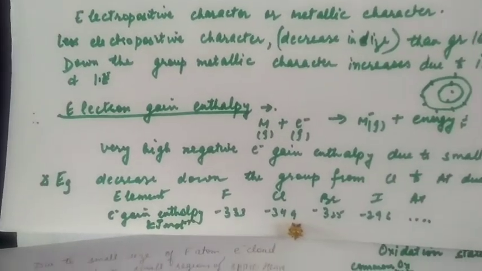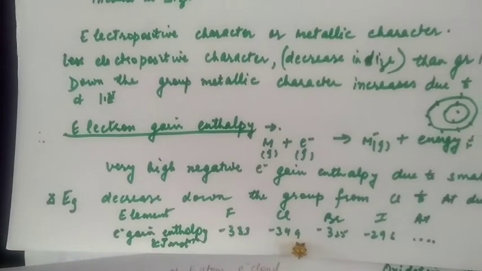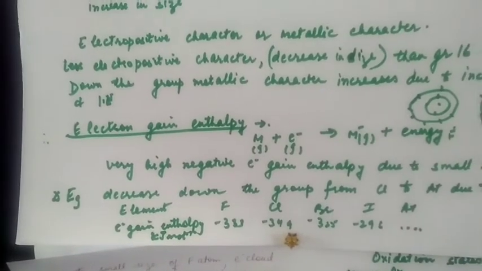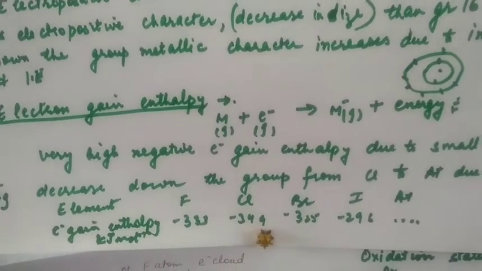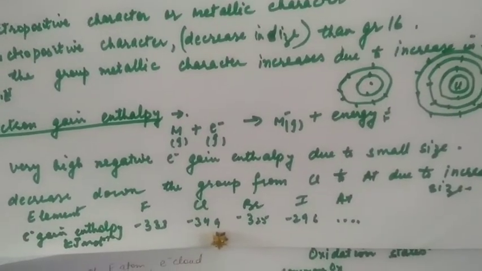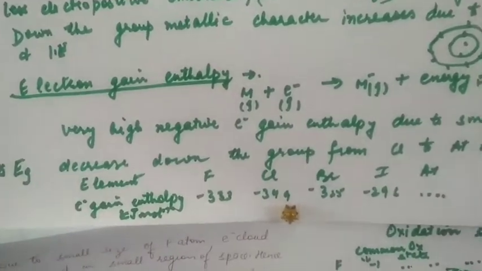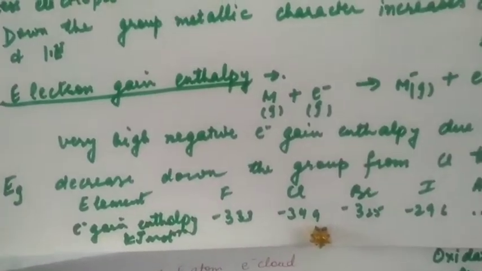Electron gain enthalpy. The amount of energy released when an element gains electrons is called electron gain enthalpy. An element of group 17 gains an electron to form a negatively charged halide ion and releases energy. The electron gain enthalpy of chlorine is higher than that of fluorine.